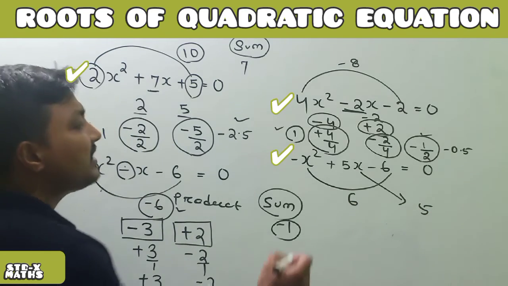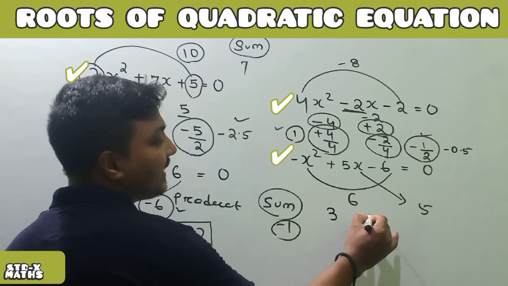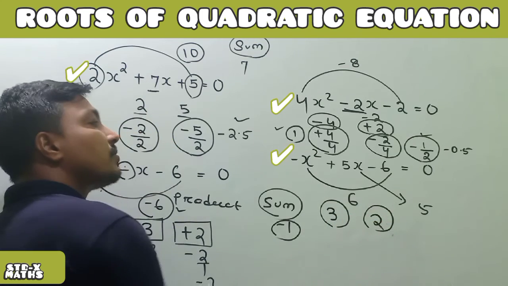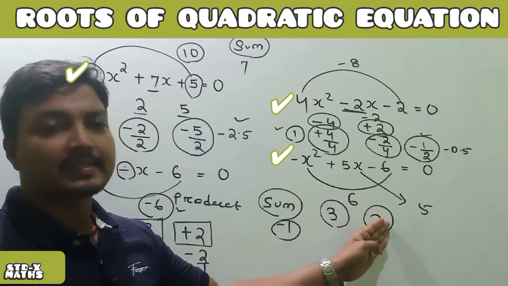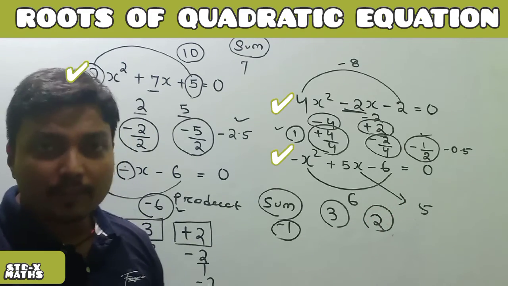So I am choosing like this. See everyone, the product is 6, so one number is 3 and another one is 2. The product is 6 and also the sum is 5. Both conditions are satisfied by both the numbers.